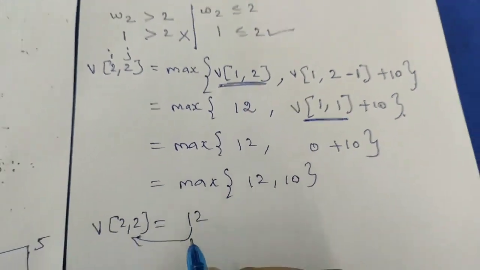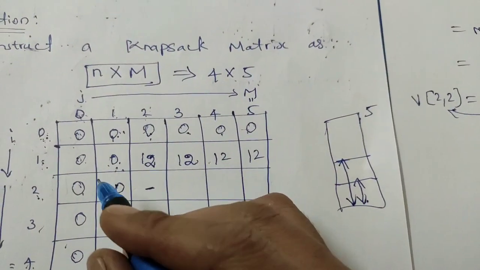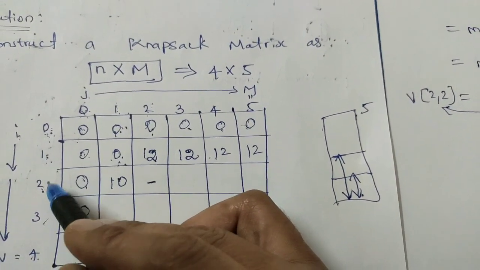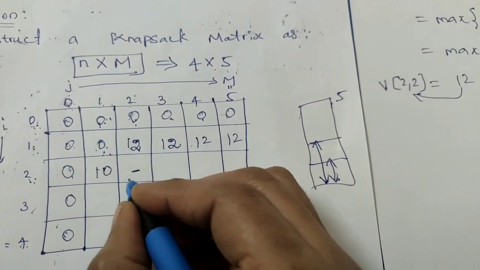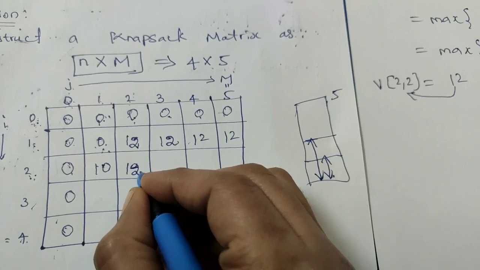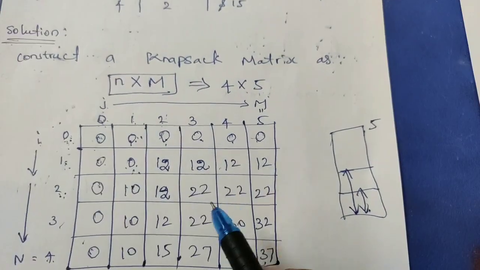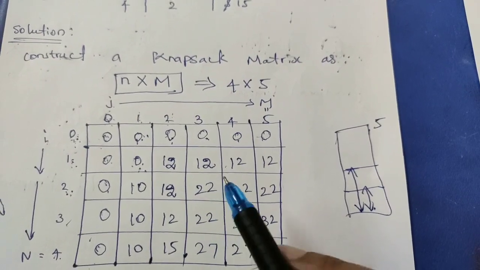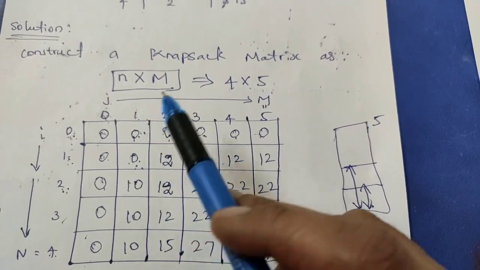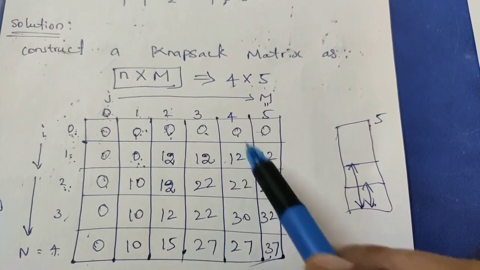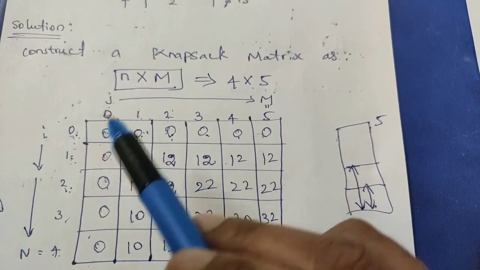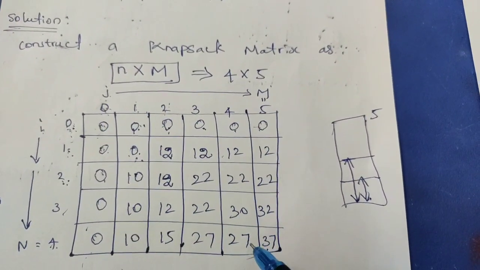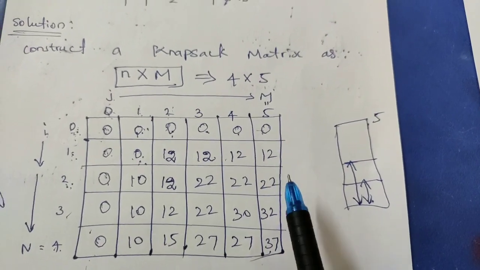So go to the location V of 2, 2 in your knapsack matrix and initialize the value as 12. If you start filling the table using either the second or third formula, you will get the knapsack matrix values like this. So this is the final knapsack matrix we have constructed.